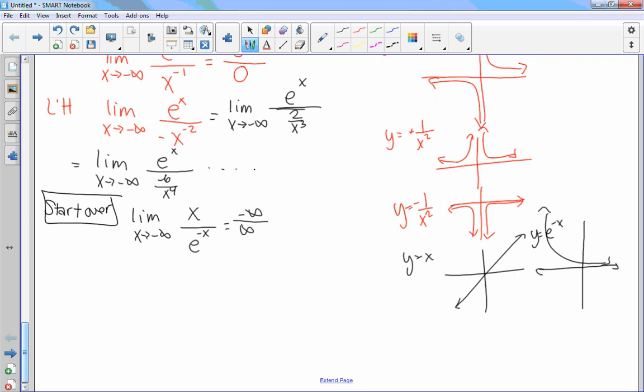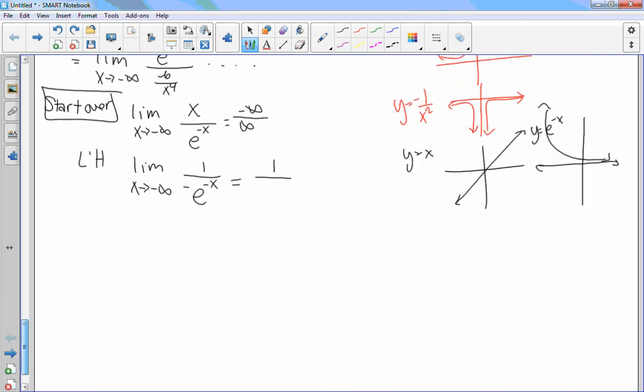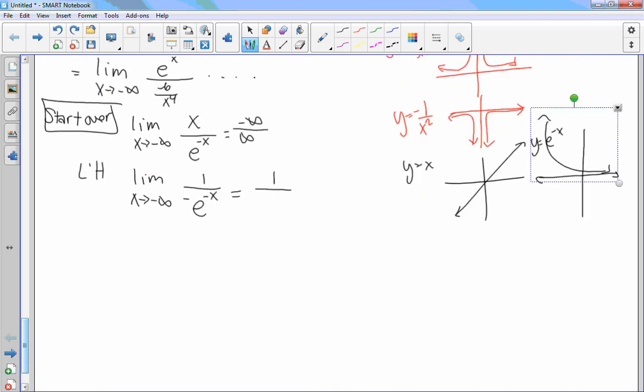So L'Hopital's rule, we're doing it as x approaches negative infinity of 1 over, what's the derivative of e to the negative x? Negative e to the negative x. Now we have a 1 in the numerator, so that should be good news for you. That e to the negative x is this graph. Now we're going to do the negative function of e to the negative x. So it needs to flip down. So it's going to look like that.